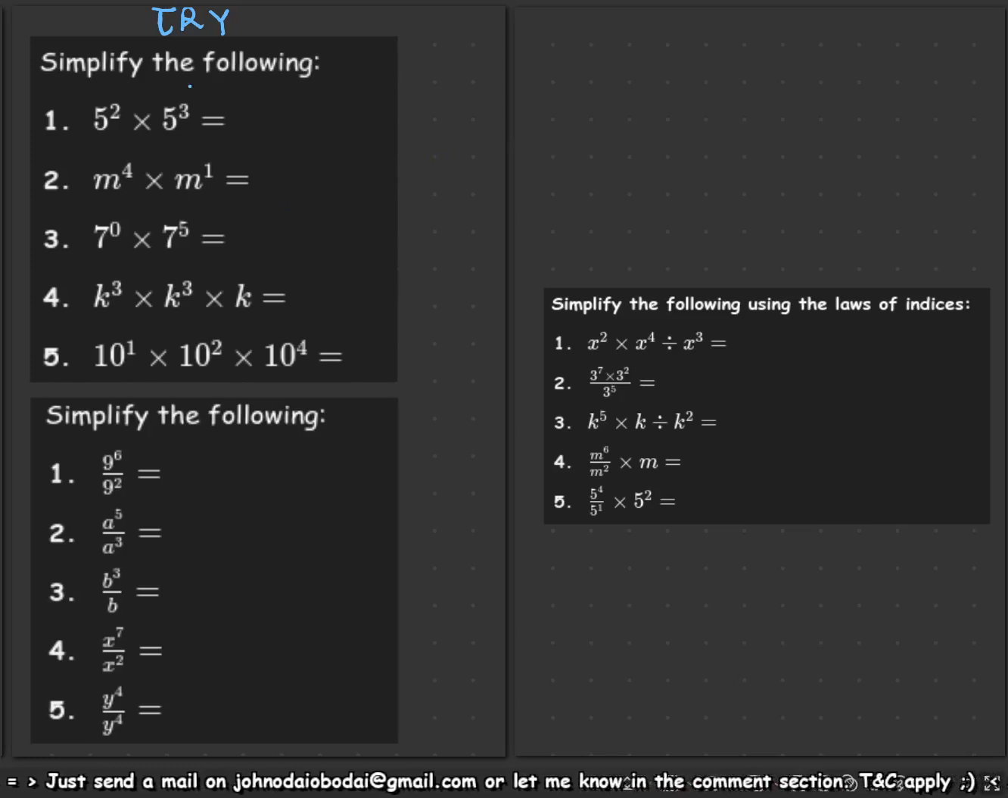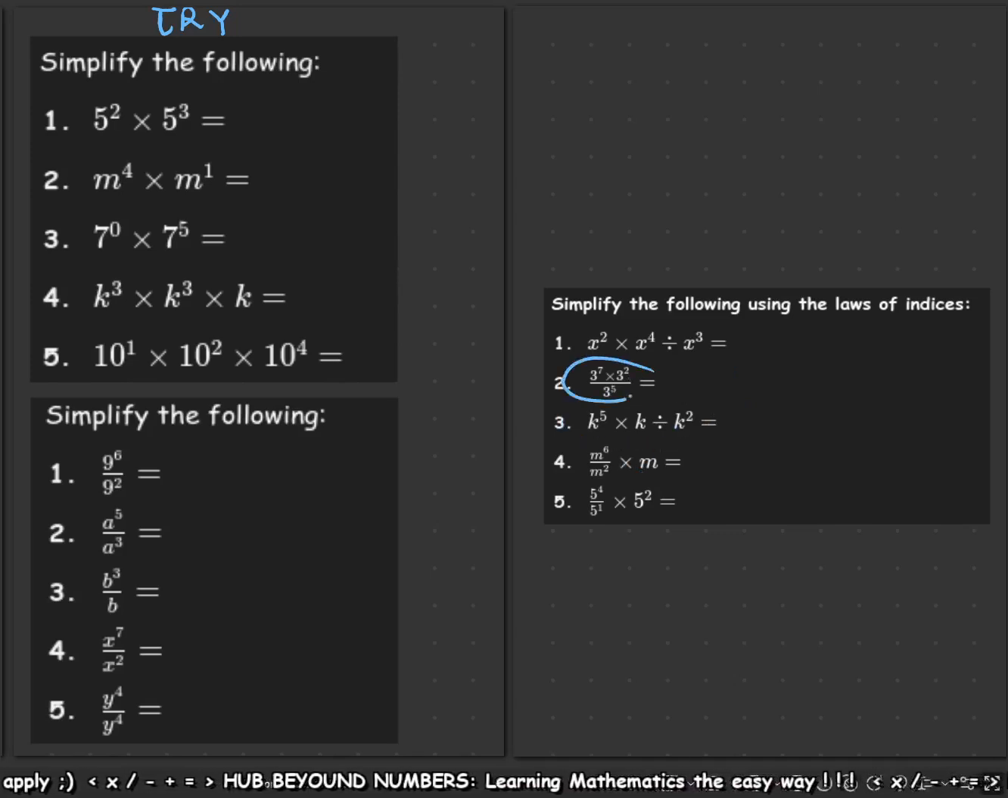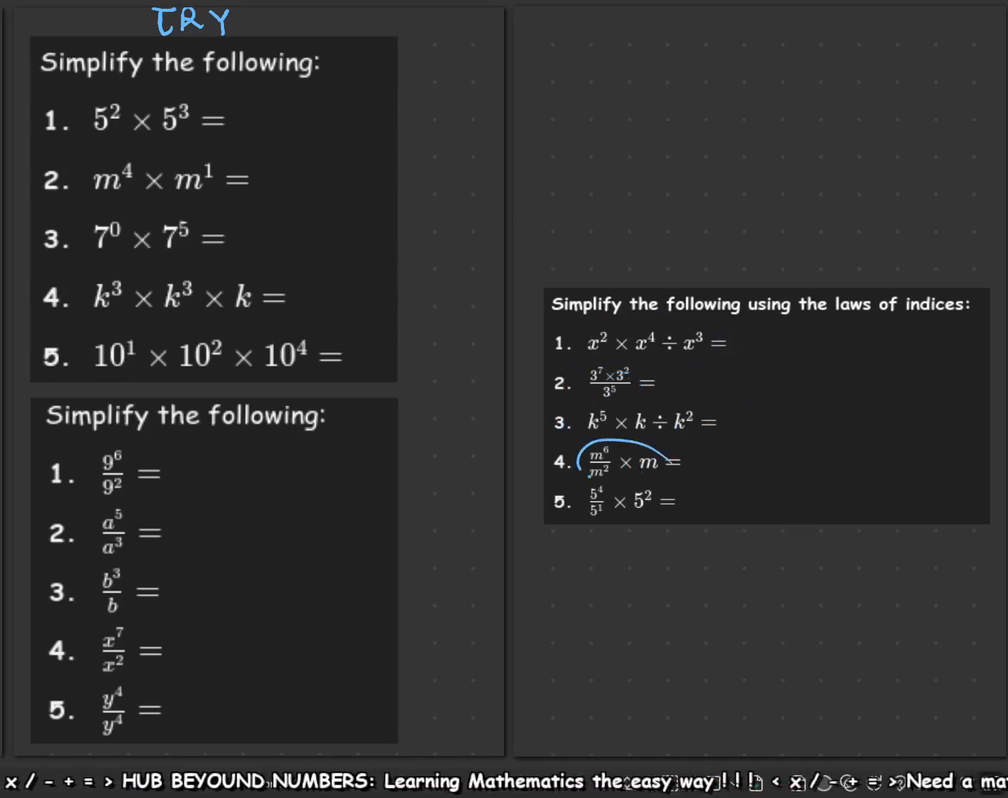We have three sets of questions. The first one, you have to simplify the following, and it's all on multiplication. For the second one, you have to simplify. It's also on division. Now, this third one here just tests your understanding on what you have learned, because you have some which have multiplication and division all together. So you are combining the two laws we have done so far.